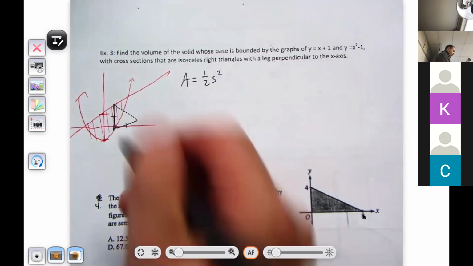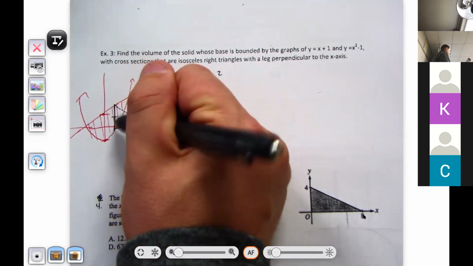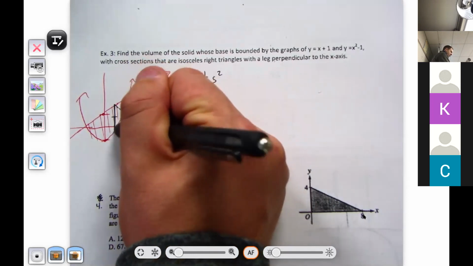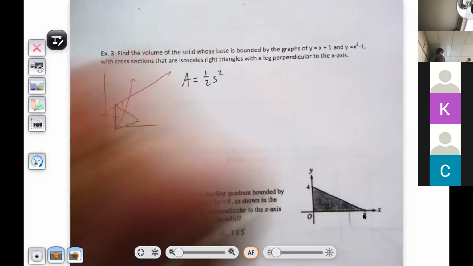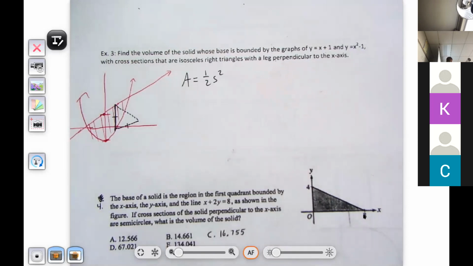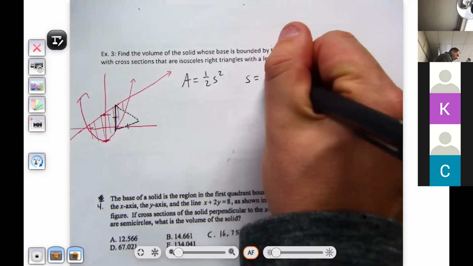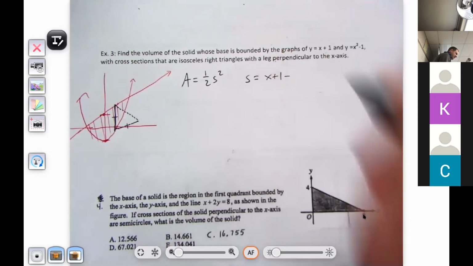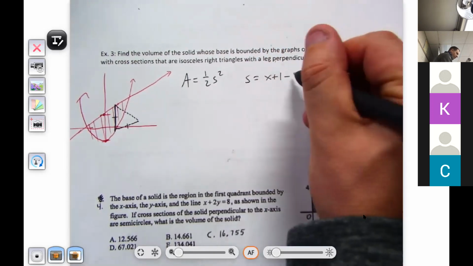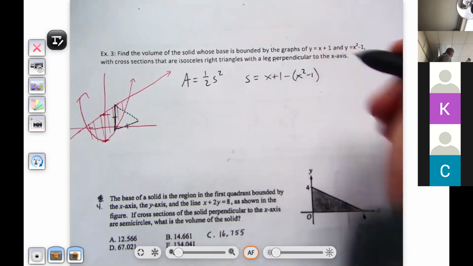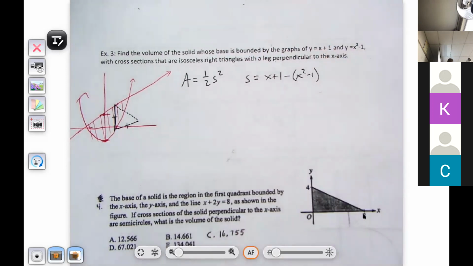Your side length is always going to be the difference in your functions. Like this side length right here is just the top function minus the bottom function. That's how long that thing is. So our side is x plus 1 minus the quantity x squared minus 1, if you put it in parentheses.